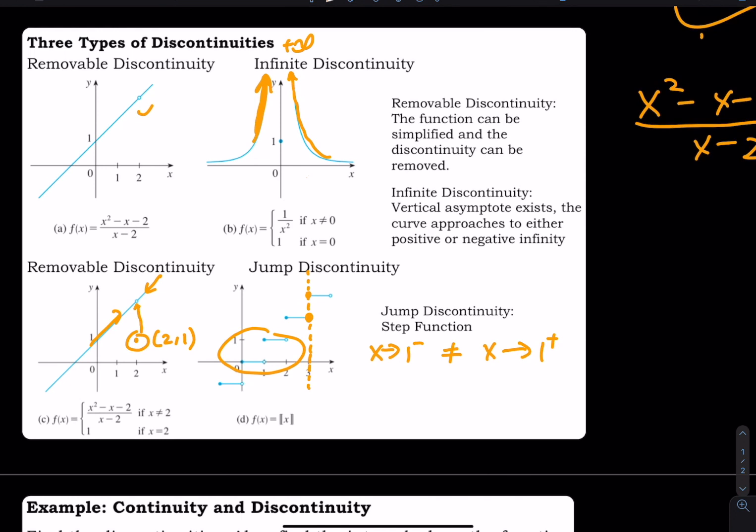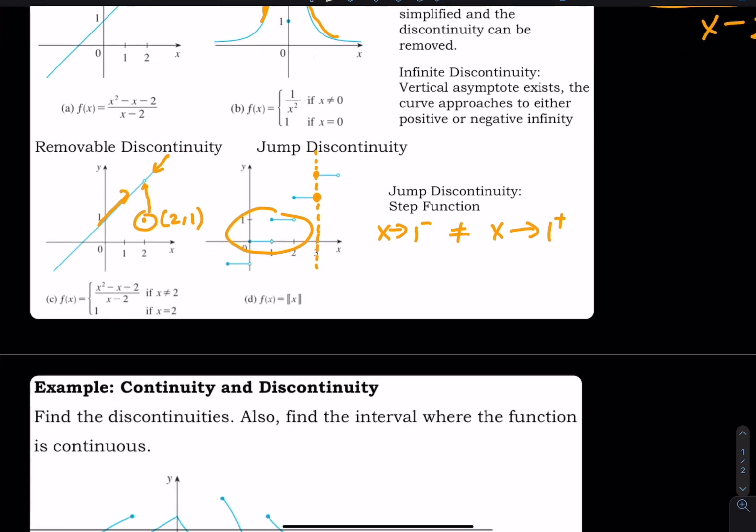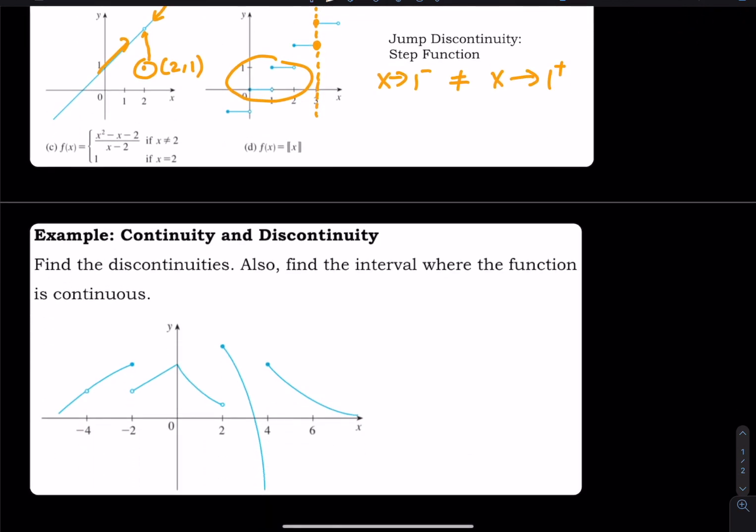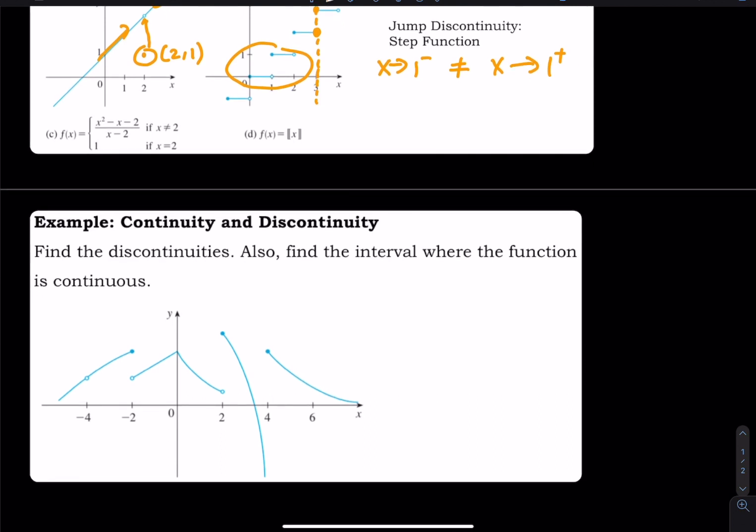So let's take a look at some exercises. So we have another graph. I want you to find the discontinuities. Also find the intervals where the function is continuous. So let's find the discontinuities. You can see there are a few, right? So the discontinuities, from left to right, we have x equals -4, x equals -2, x equals 2, and x equals 4.